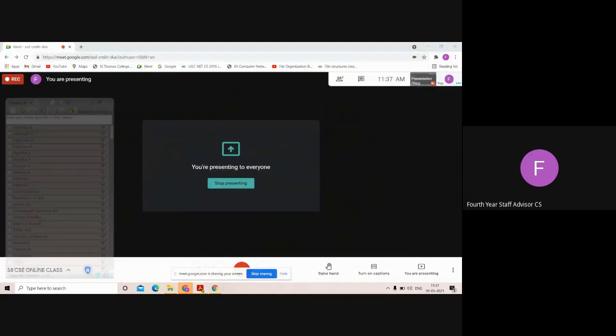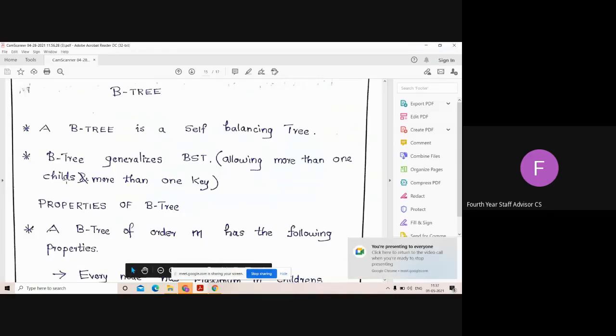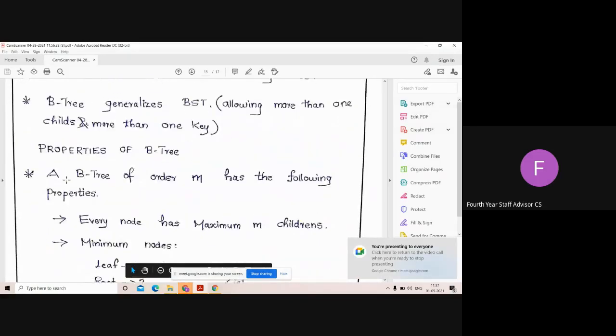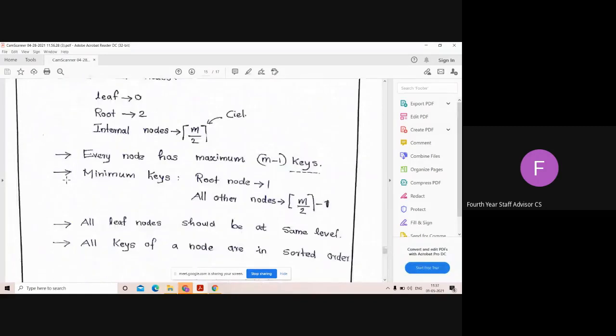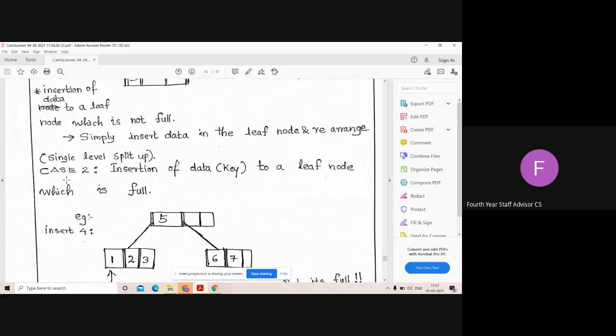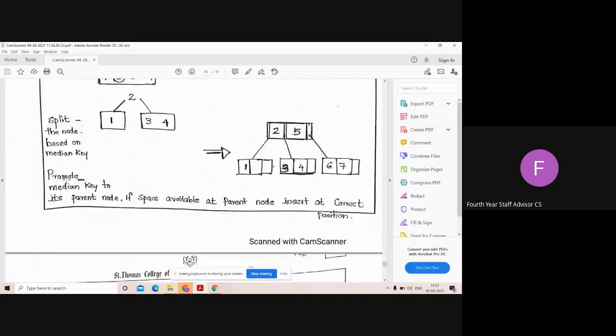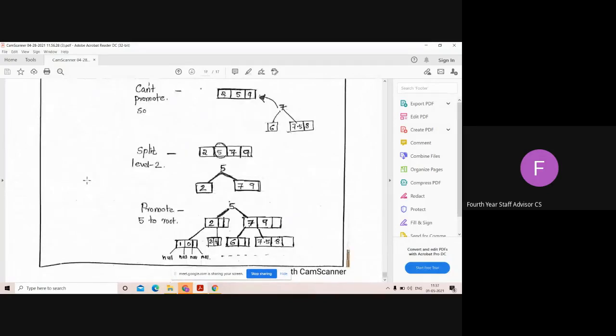Next, we are going to discuss the properties of a B tree. So let us first go to an example of a B tree. This is an example of a B tree. There will be a root node, internal nodes, and leaf nodes. These are the leaf nodes.